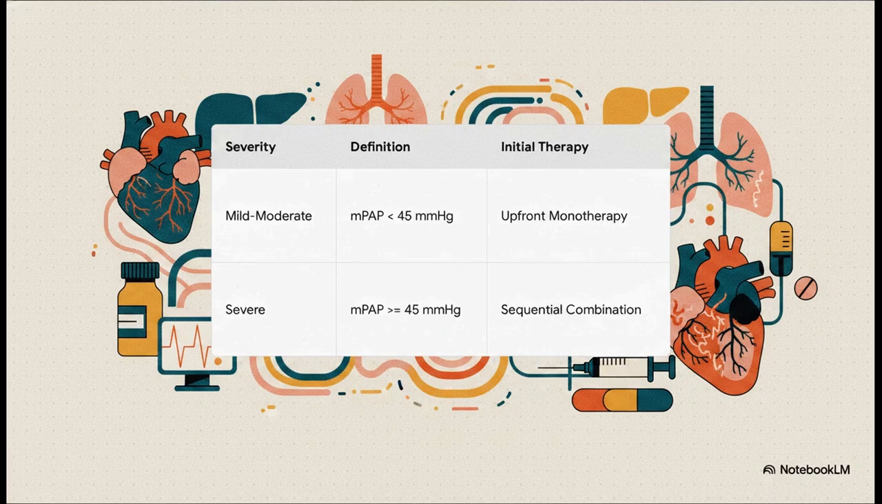In these critical cases, we will very often deploy parenteral prostacyclins to rapidly offload the right ventricle. The goal here is absolutely urgent hemodynamic optimization, because we know that they are currently at an unacceptably high risk for perioperative mortality if they were to somehow undergo transplantation today.